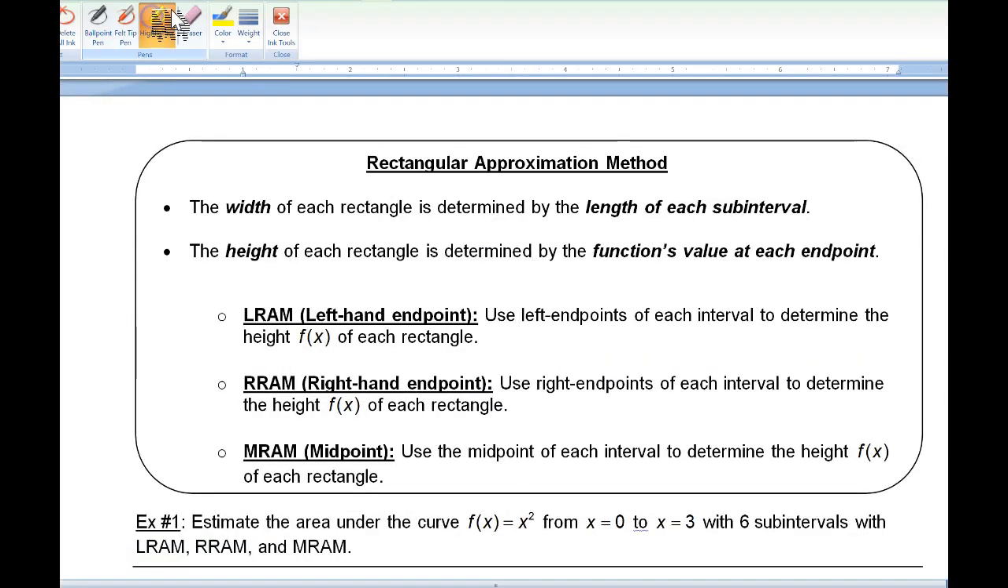And so we have a rectangular approximation method. There are 3 different types of approximation methods. We have LRAM, which is your left-hand endpoint, RRAM, which is right-hand endpoint, and MRAM, which is using the midpoints. With all of these, we're basically looking at a bunch of rectangles. If we have a curve, we want to use rectangles to approximate the area under the curve. The width of each rectangle is going to be the length of each subinterval, and the height is going to be the function's value at each endpoint.